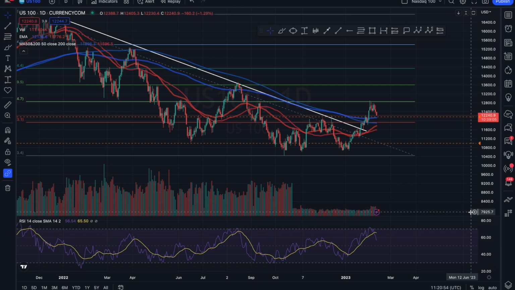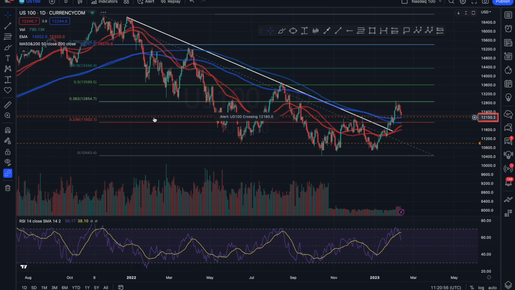We've broken out of that 0.236 fib area. We've broken above both the 200-day moving average and EMA. We've gone shots to the next target, which was at 0.382 fib area. Now what we're seeing is a typical technical movement where we go and back test the previous resistance as the new support. And this is an area where I do expect buyers to step back in and send us back up towards the monthly swing highs here, up at around 12,800.